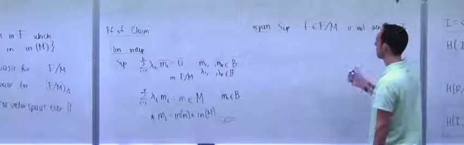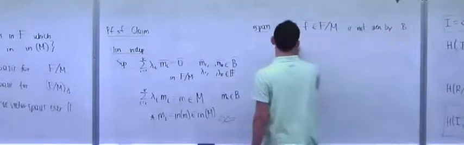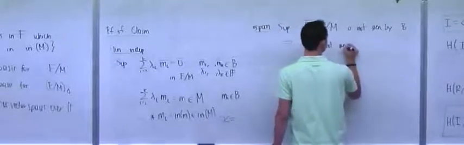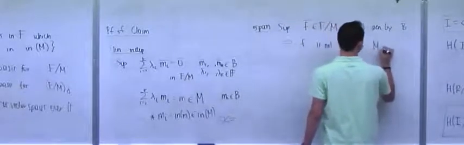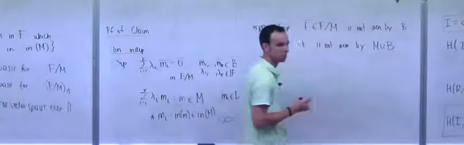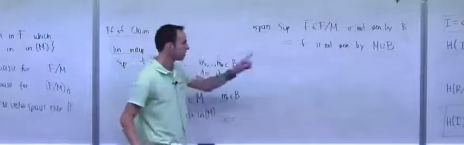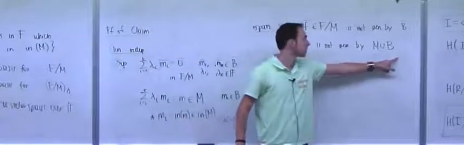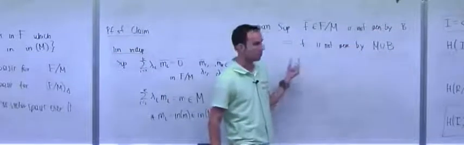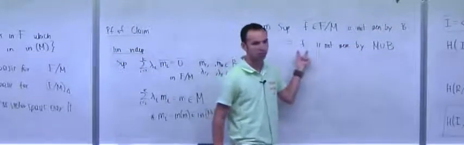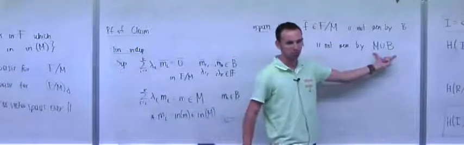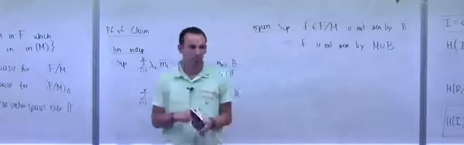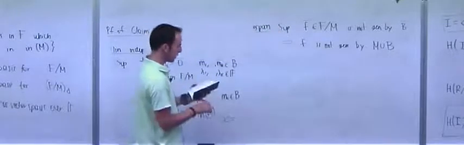Well, what does that mean? That means that f is not generated by M and B. Because if f were generated by M and B, then when I take quotients by M, on this side I would get f bar, and here I would get B bar. So I would get a way of generating f bar by B bar. So f is not generated by M union B.